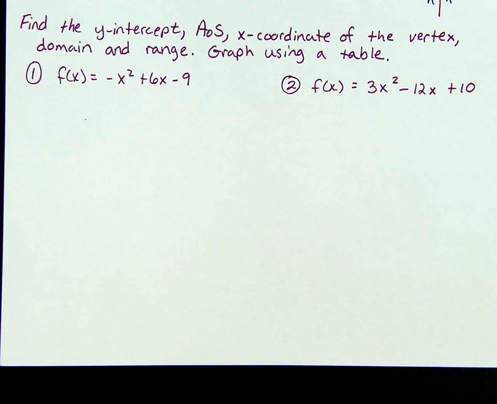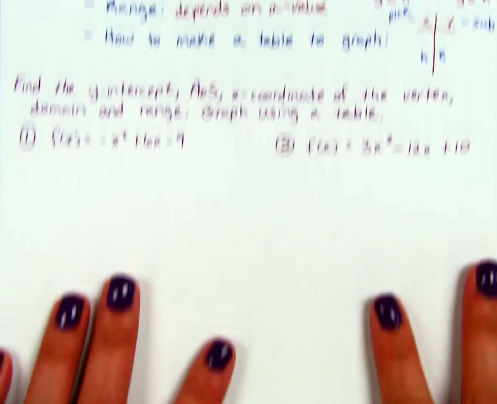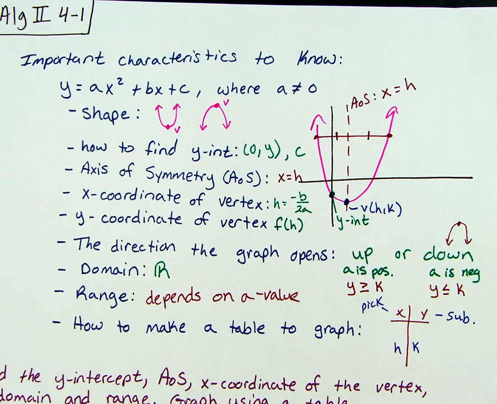All right, so in the previous section, we went over all the characteristics and how to find them. So now we're going to do some examples. Again, in the previous video, we wrote down all of these notes, so you might want to go back to that video or pause the video right now so you can copy this information down.